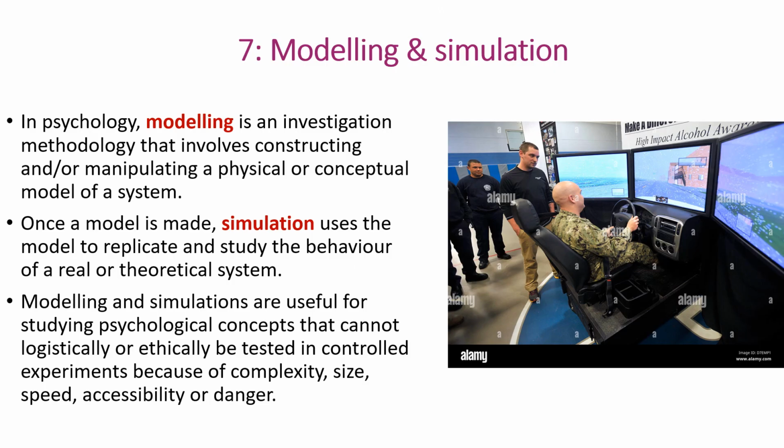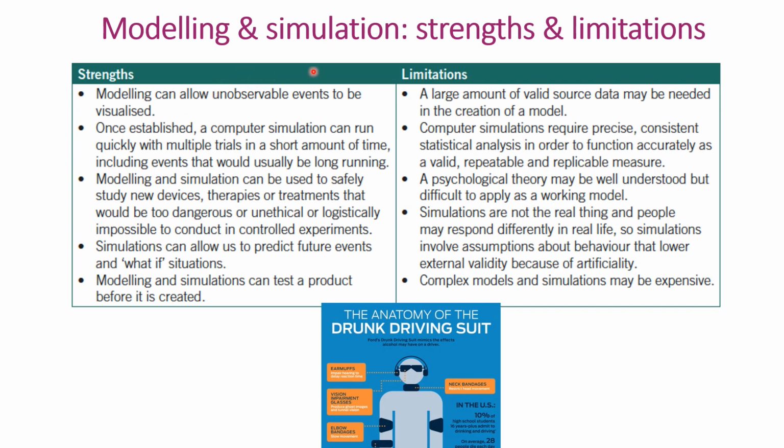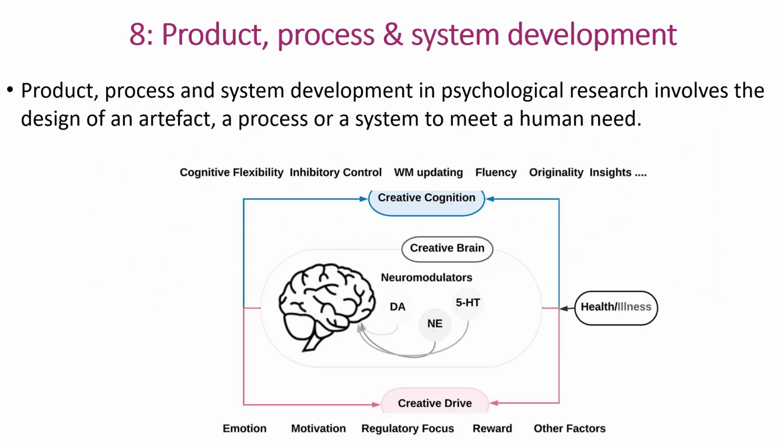Now, a strength of modeling and simulation is because we're doing it under controlled conditions, we can gauge our repeatability and potentially our reproducibility. Limitation, though, is, again, there's a degree of artificiality. So how close can we make our modeling and simulation to a real world context? Because, again, that's going to potentially undermine the validity of our data.